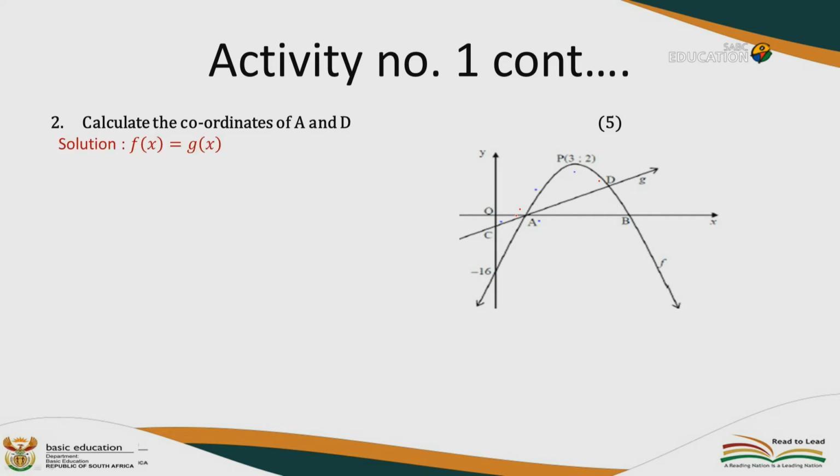When you equate them together, our f(x) was given as negative 2 into x minus 3 all squared plus 2.